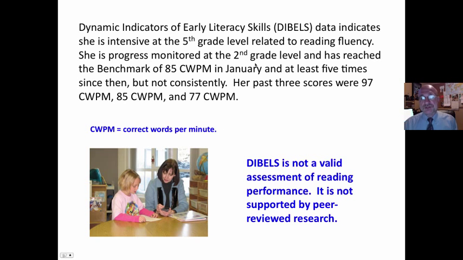She is progress monitored at the 2nd grade level and has reached the benchmark of 85. This is correct words per minute. It sounds very impressive. Ooh, benchmark, all right? But not consistently. Her past 3 scores were 97, 80. Okay, we don't know how that compares to an average or norm. Well, there's the benchmark, all right?